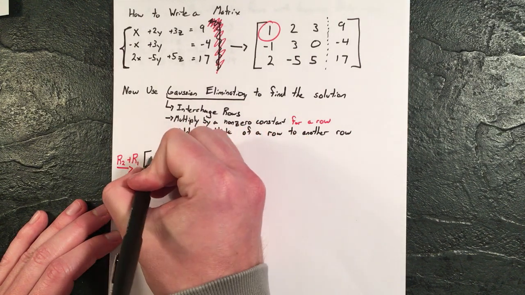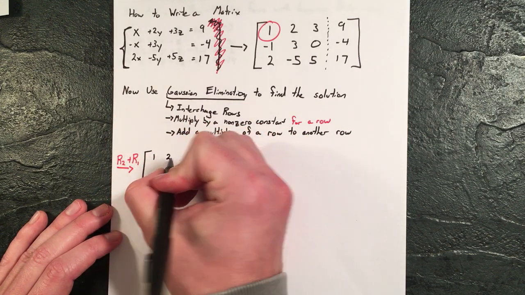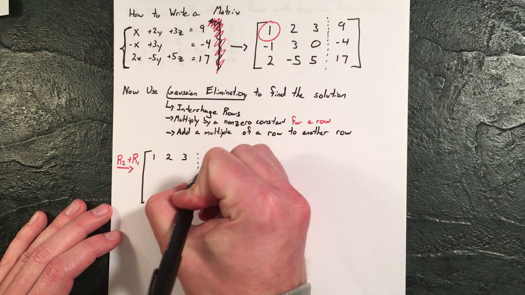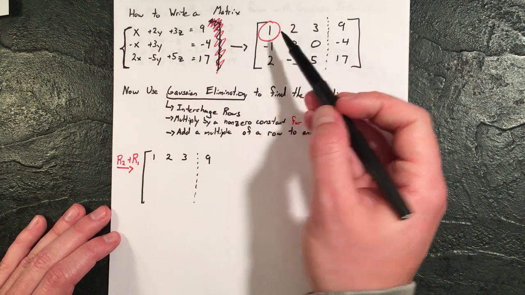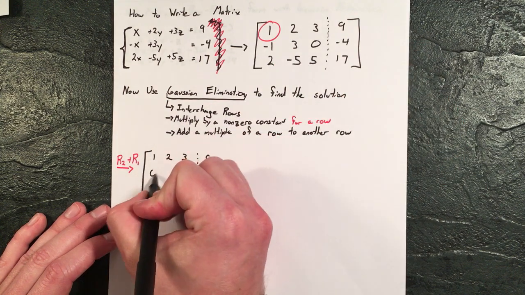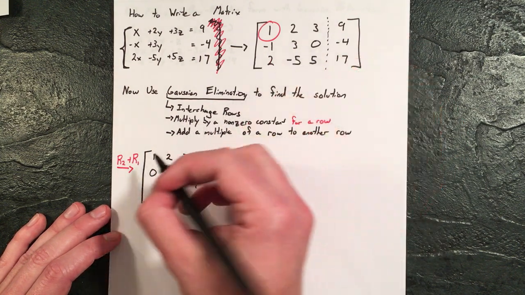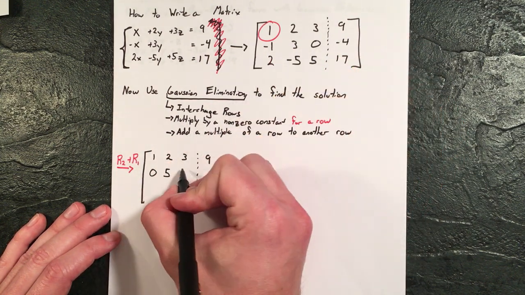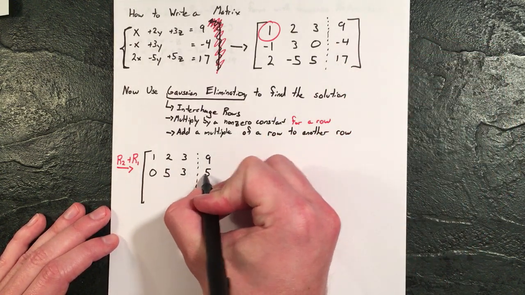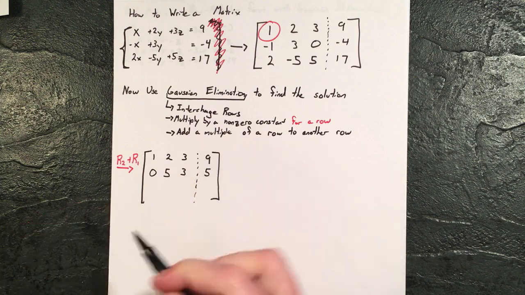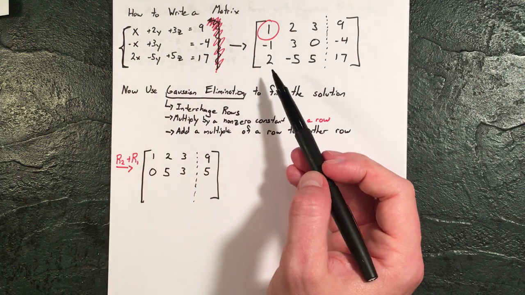So thinking from last week, we rewrite that first row. And the next one, if we're adding these, 1 plus -1, 0. 2 plus 3, 5. 3 plus 0 is 3. 9 minus 4 here is 5. But we also want to change this bottom row as well.